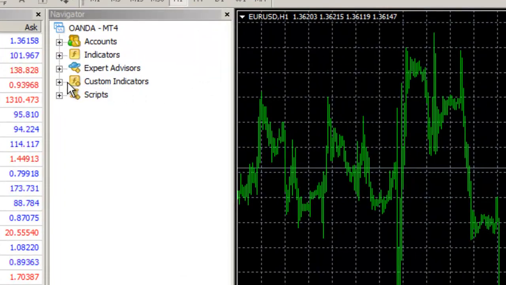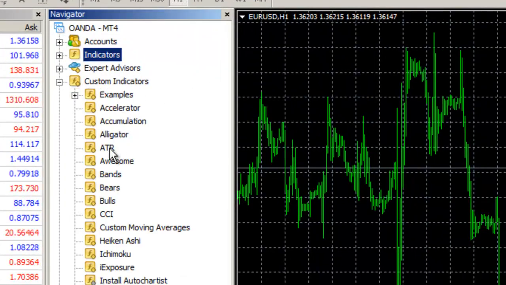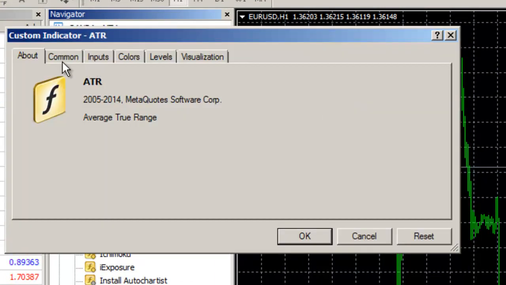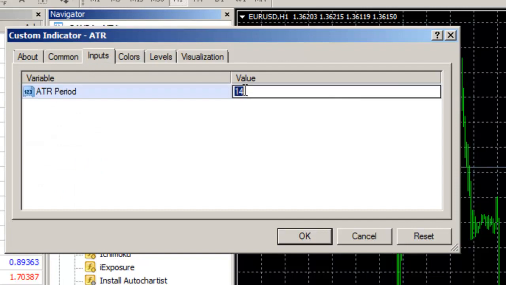You can find the ATR in MT4 by looking at the navigator window. Select the plus sign next to custom indicators, then drag and drop the icon onto your chart. The only setting to change is the period.